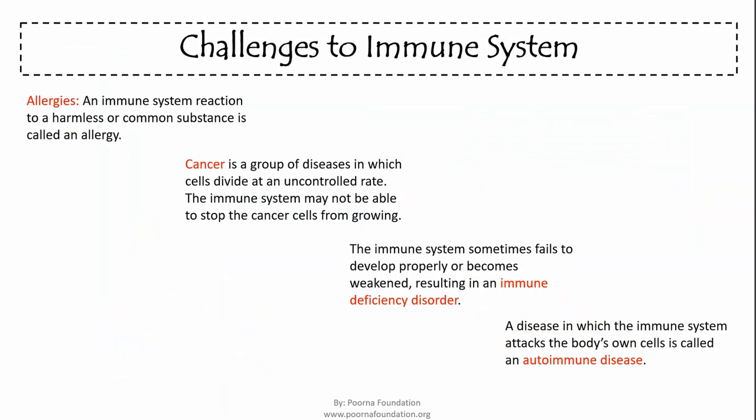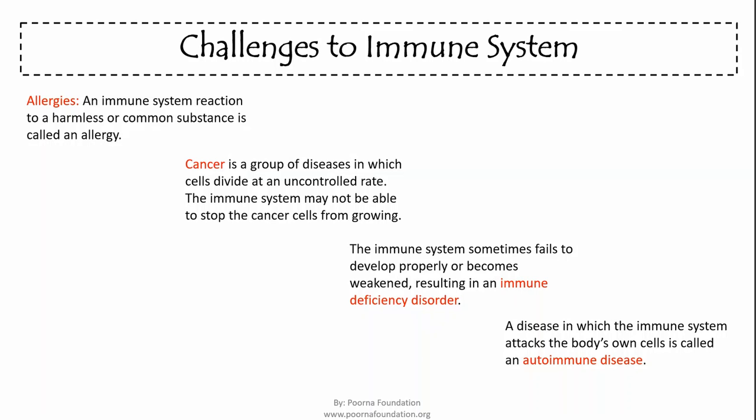Let's talk about the challenges to the immune system. First, there are allergies, which can be caused by certain foods, medicines, or certain types of pollen and mold. It's an immune system reaction to a harmless or common substance. Then, there's cancer, a group of diseases in which cells divide at an uncontrolled rate. Normally, your cells divide at a controlled rate given to it by the DNA in your nucleus. But sometimes the cells don't respond to these body's instructions, and it continues to divide at a rapid rate. The immune system may not be able to stop the cancer cells from growing.